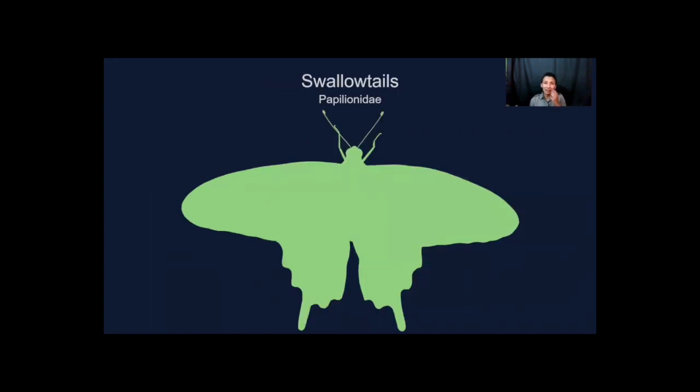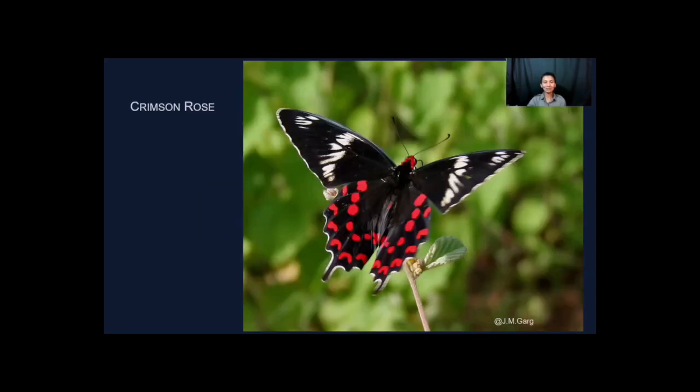The first one is the swallowtails. The swallowtails are a large butterfly. Most specimens in this family are quite large. Many of them have a tail-like projection coming out of their hind wings. That is how they get their name. Let's look at a few examples.